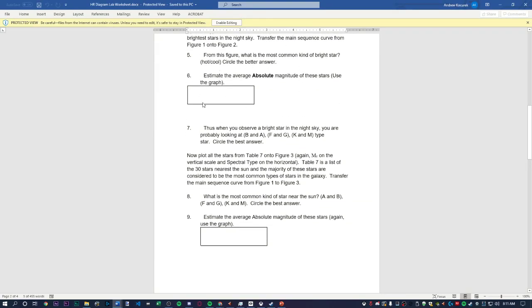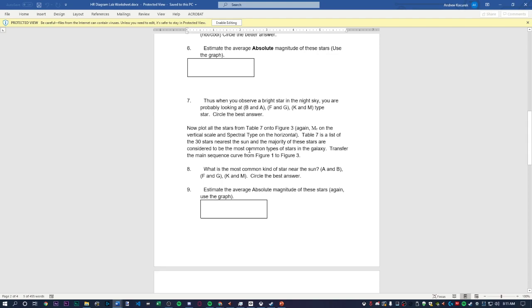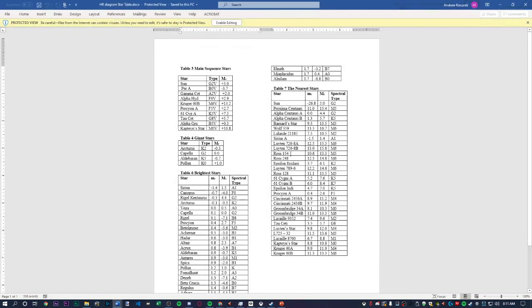So you'll do that. You'll answer these questions. You can just circle for 5 and 7. That's fine. And then 8 and 9 is basically the same thing, except you are doing table 7, which is the nearest stars. So table 6 was the brightest stars. Table 7 is the nearest stars. And with that, you're going to estimate once again. I would not worry about this. I mean, you can. Never mind.